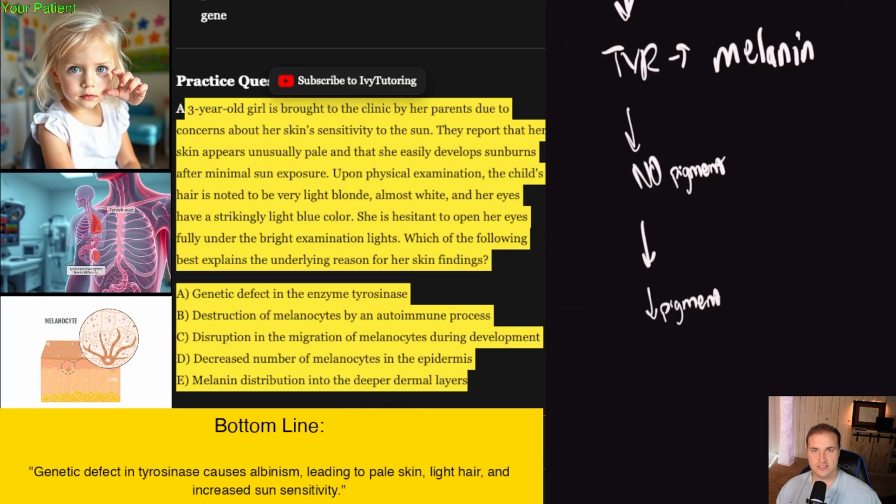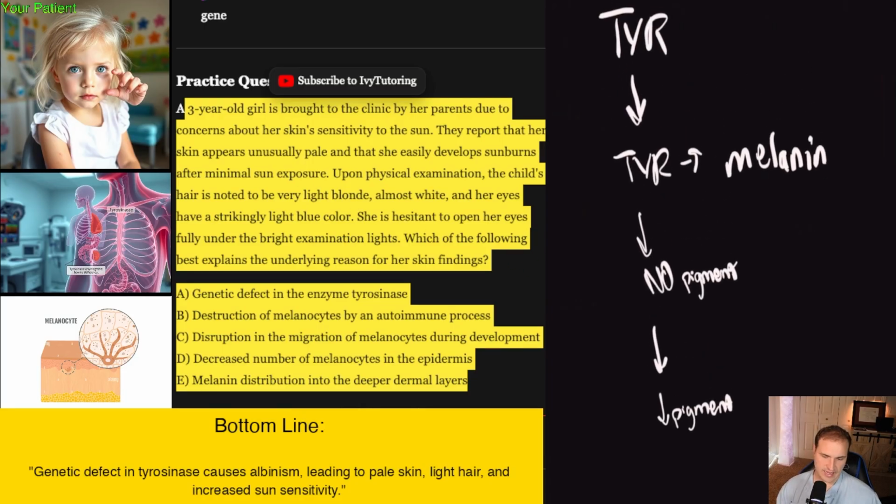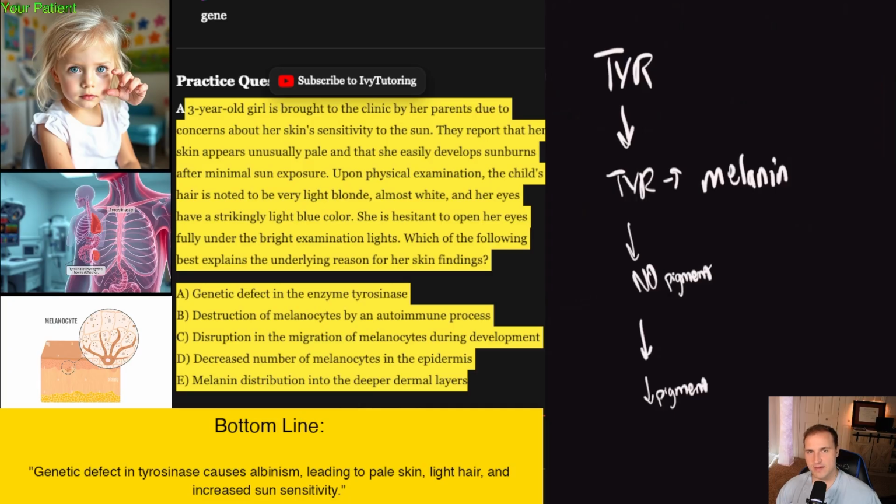This is definitely going to be a genetic defect. And I've already written out some of this pathway here that we got to know. We have to know about melanin biosynthesis, especially in the context of albinism, which this kid has.